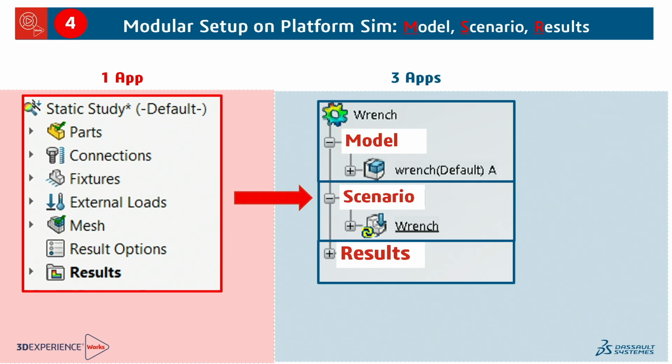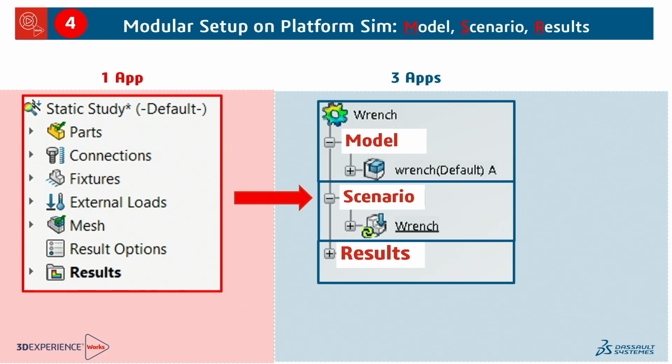In SOLIDWORKS Simulation, all the setup is performed in one window or one app. On the platform, the setup is modular. That gives you more choice, more control, more flexibility, and we'll talk about the benefits in a little bit. The setup is modular and organized in 3 apps: model, scenario, results.